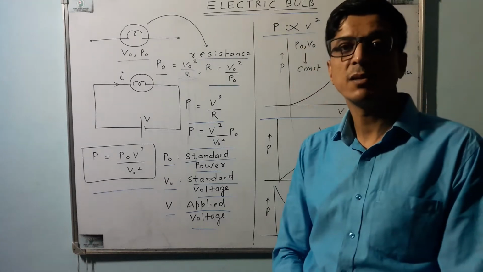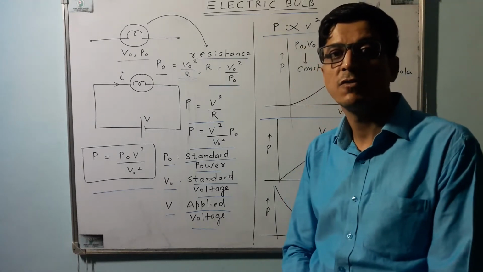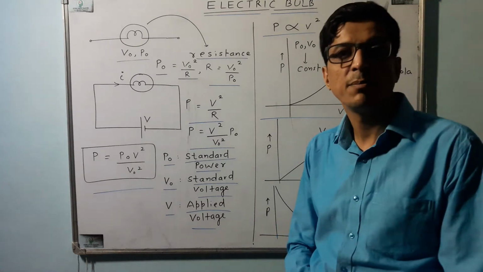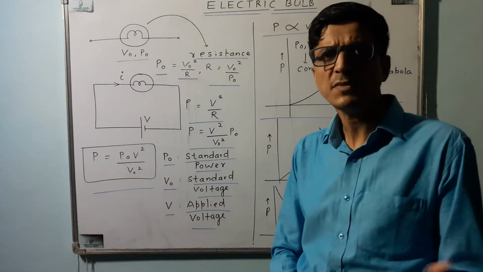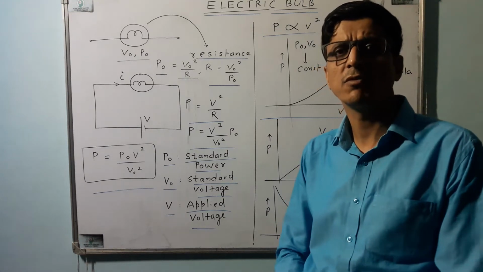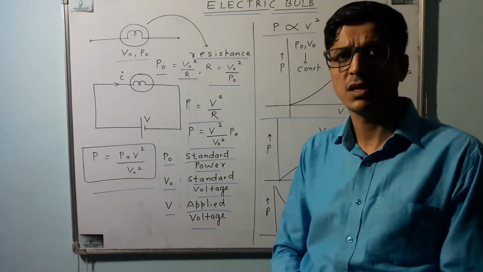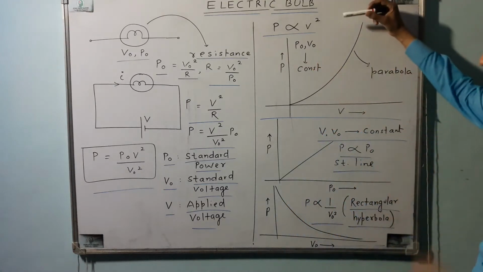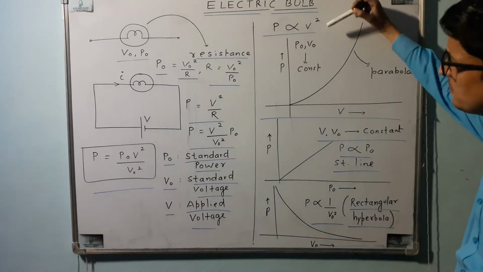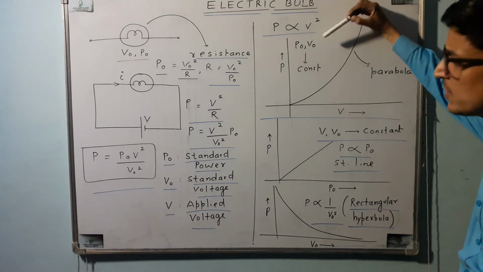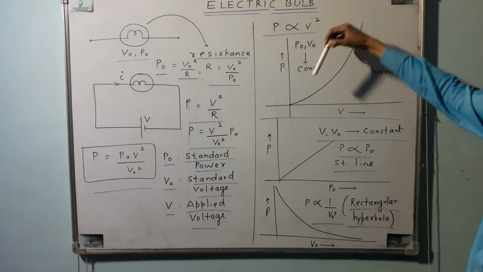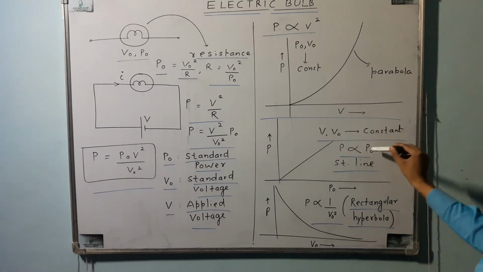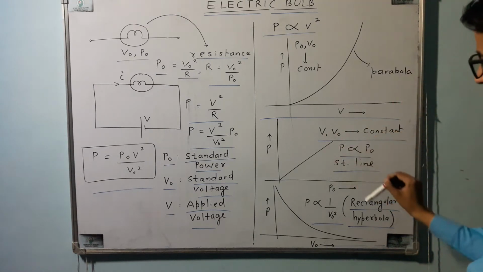Here P0 is the standard power, V0 is the standard voltage, V is the applied voltage. So we can see the graph will be a parabola with V, straight line with P0, and it will be rectangular hyperbola with V0, given that other parameters remain the same. So the first thing is graph between P and V under the condition that V0 is constant. Since P is proportional to V square, the graph will be a parabola. If V and V0 are constant, P is proportional to P0, that means the graph will be a straight line.